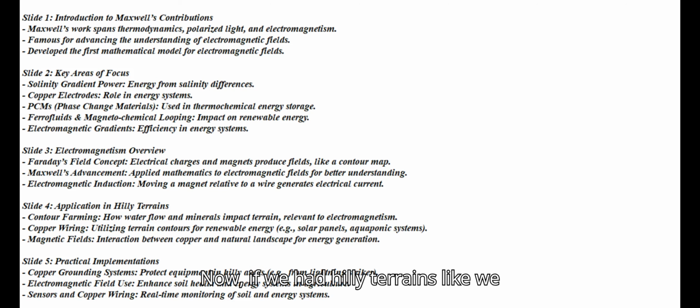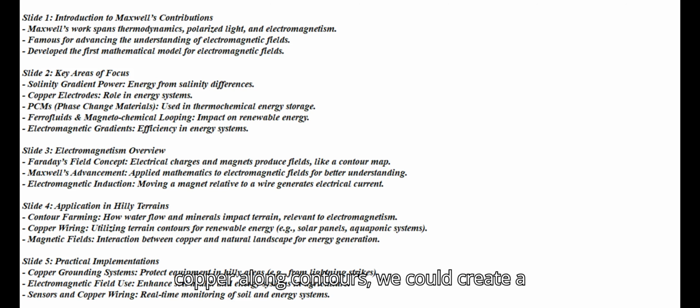Now, if we had hilly terrains like we discussed previously in contour farming, how water flows down hills and creates a buildup of minerals like lime, and we relate that to the concept of a contour map and electrical charges that produce a field, imagine using copper and magnets with the natural contour of the hills. What kinds of mechanisms or systems exist that combine these ideas into something engineered?